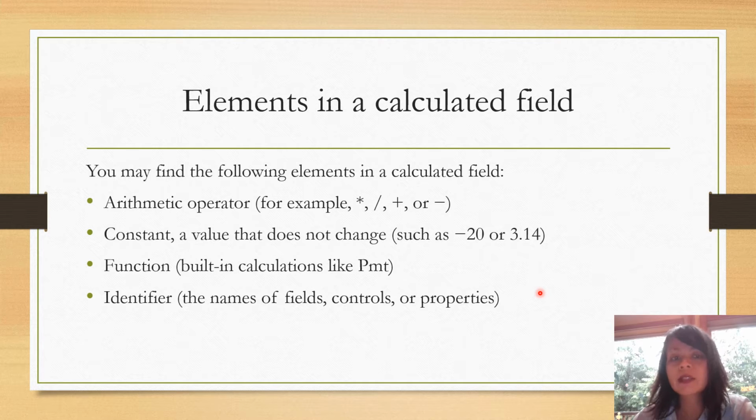So, you may find the following elements when you come across a calculated field. You might have an arithmetic operator, like times, divide, plus or minus. You would have a constant, which is a value that doesn't change, okay? Such as maybe the amount of tax, so 0.15, or a number, okay, it could be negative or positive. Next, we have a function, so it could be a built-in calculation like PMT. It could be an identifier, so the names of fields, controls, or properties.